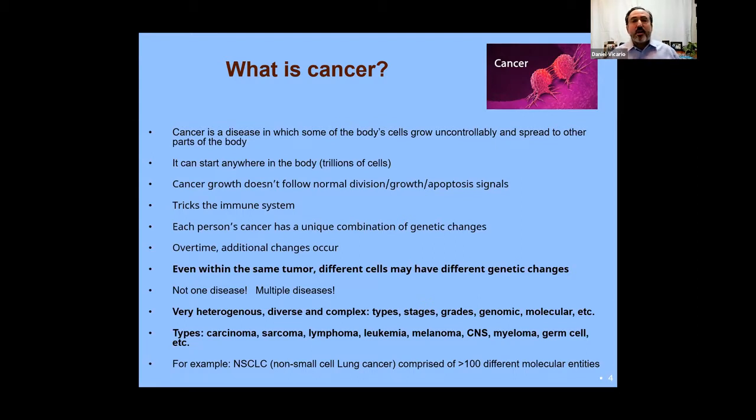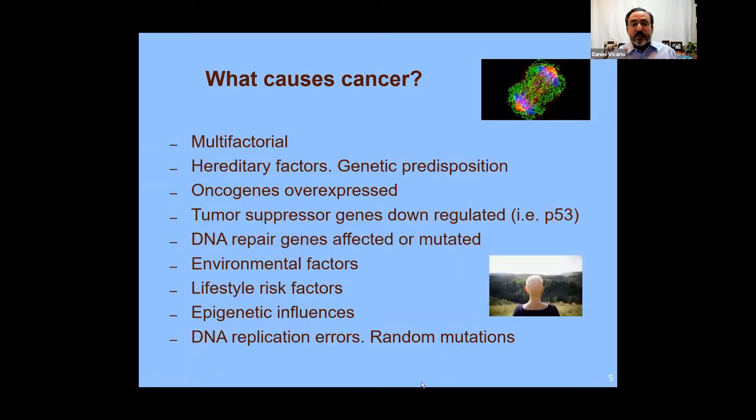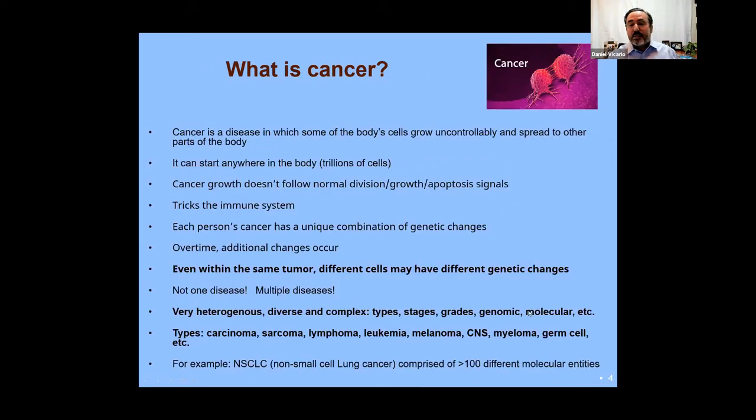That's why it is not one disease, it's multiple diseases. We know that it's heterogeneous, diverse, and complex, not only in types and stages and grades, but from a genomic and molecular aspect as well. You've heard of the different types of cancer. You treat patients with carcinomas, sarcomas, lymphomas, leukemias, melanoma, CNS, myeloma, germ cell. For example, non-small cell lung cancer has more than 100 molecular entities.